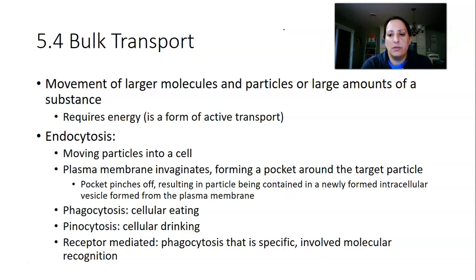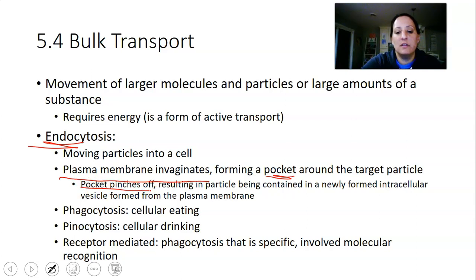So endocytosis. When you see that endo, that means to internalize, so to take into the cell, moving particles or fluid into a cell. I'm going to show you some pictures of this, but essentially the plasma membrane is going to fold in, or we use the term invaginate, and it's going to form a pocket around whatever is being brought in. The pocket will eventually pinch off, and the particle or particulate matter will end up in a newly formed vesicle formed from the plasma membrane that will now be in the cytoplasm. Again, I'll show you a picture of this.